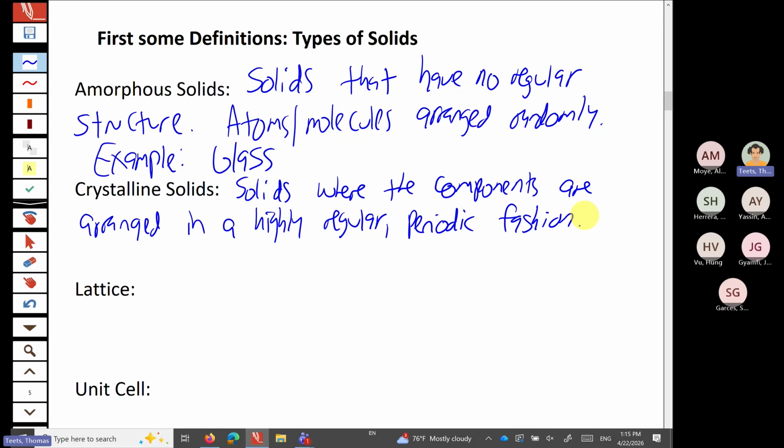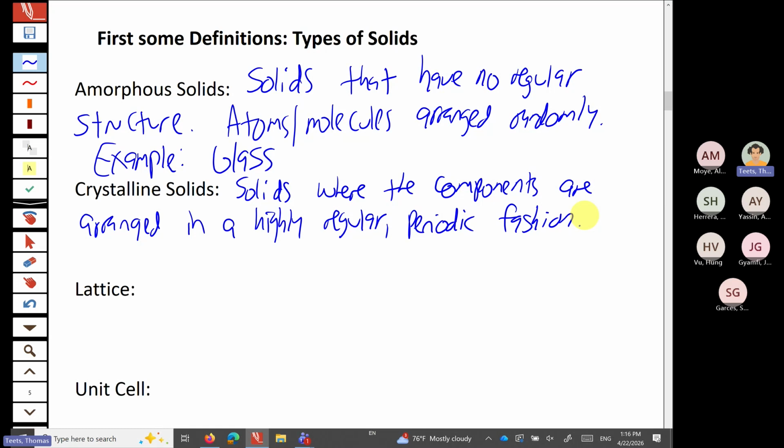Okay, so that's what crystalline solids are. So in a crystalline solid, we can very carefully define the distances between those repeating units, the atoms or molecules or ions that make them up, how exactly they're arranged in three dimensions, the spacing between them. All those things can be very clearly defined when you have a crystalline solid.